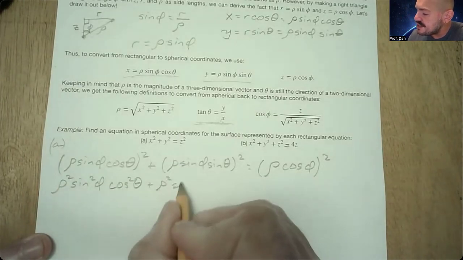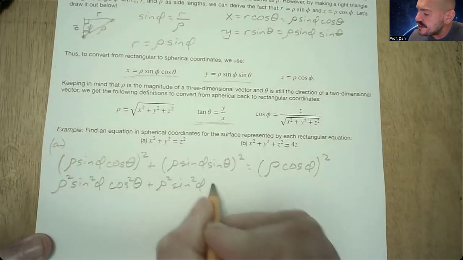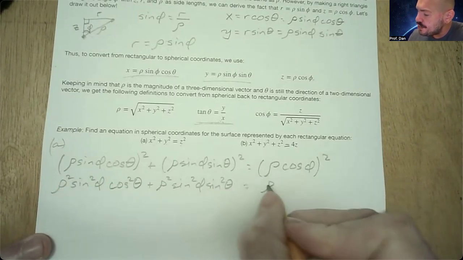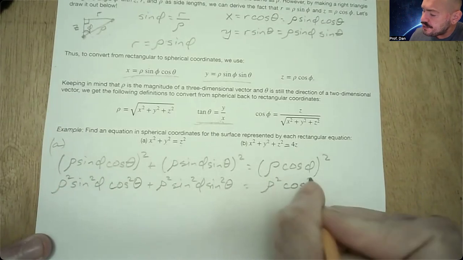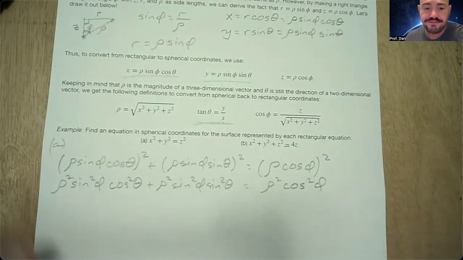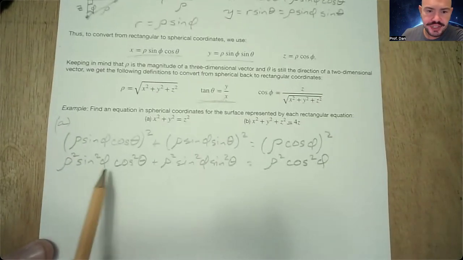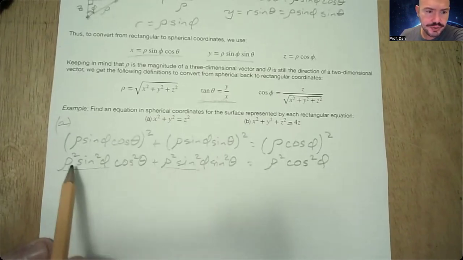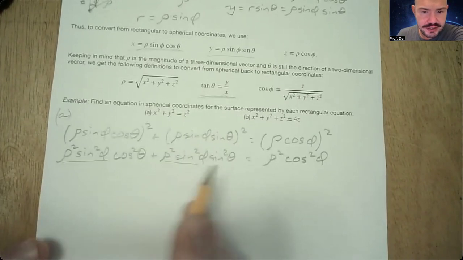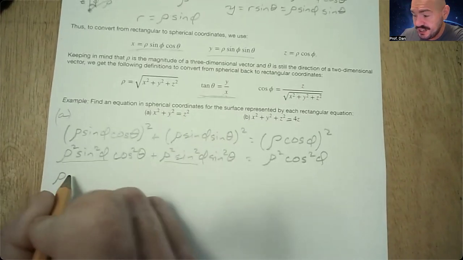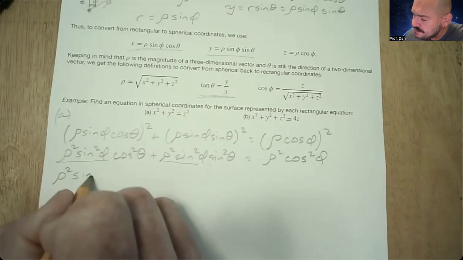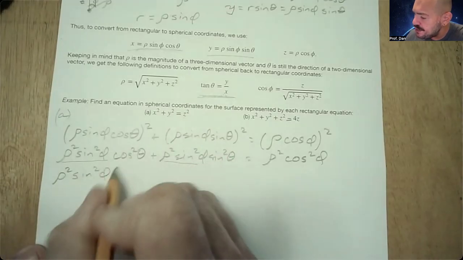squared sine squared phi sine squared theta equal to rho squared cosine squared phi. And if you look at your left-hand side, you can actually factor out rho squared sine squared phi. You're actually going to need to do that to see what's going to happen.